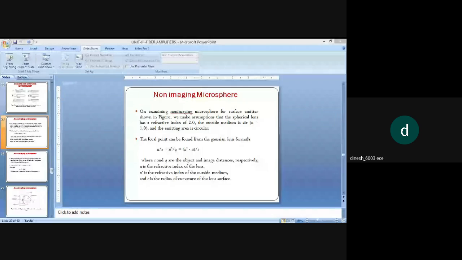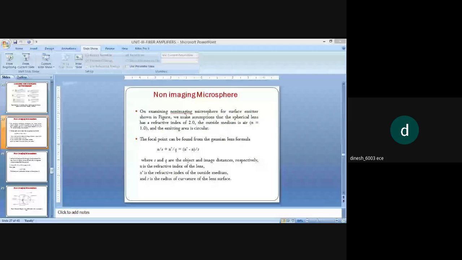So on examining the non-imaging microsphere or surface emitter as shown in the figure, the assumptions made are that a refractive spherical lens of index 2.0 is taken, the outside medium, which is air, has refractive index 1.0, and the emitting area is circular.